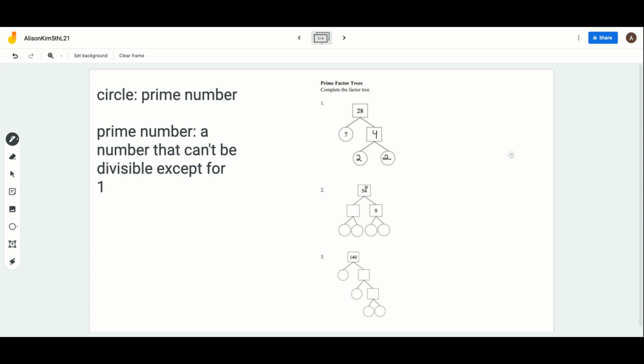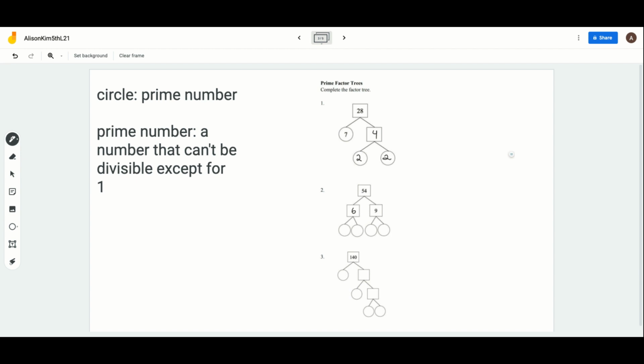We'll do number 2 together, and you guys will do number 3 alone. Number 2 gave us 54, and it gave us 2 boxes this time, and one of them was 9. When we divide 54 by 9, we get 6. So we're going to put 6 here. We're going to start off with 9 since it's given. We already know that 9 times 1 equals 9, but that doesn't count, right? Because 9 can still be divided.